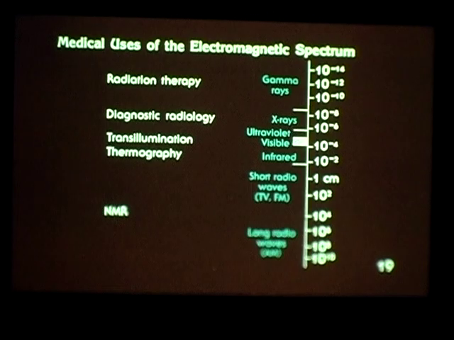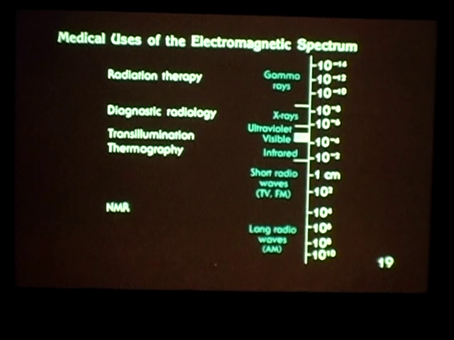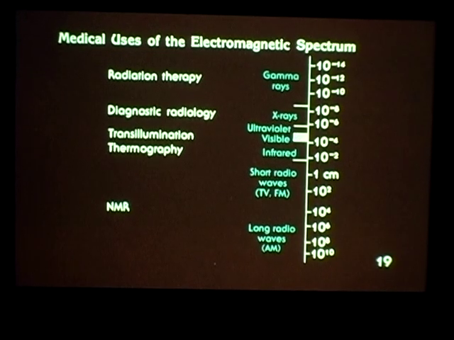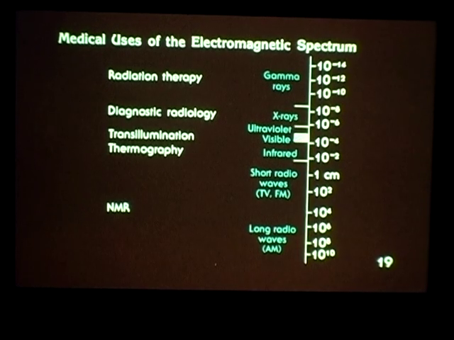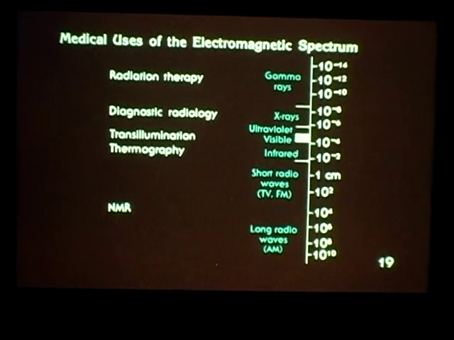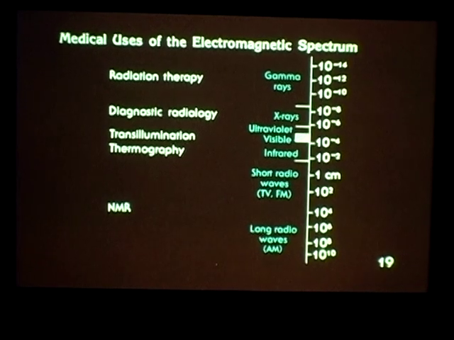are aware of the uses of radio waves for communication, microwaves for cooking, and X-rays for medical imaging. In this series, we are primarily concerned with the uses of X-rays in diagnostic radiology to produce images. You should, however, be aware of the other uses of the electromagnetic spectrum in medicine, such as radiation therapy, transillumination, thermography, and nuclear magnetic resonance imaging.